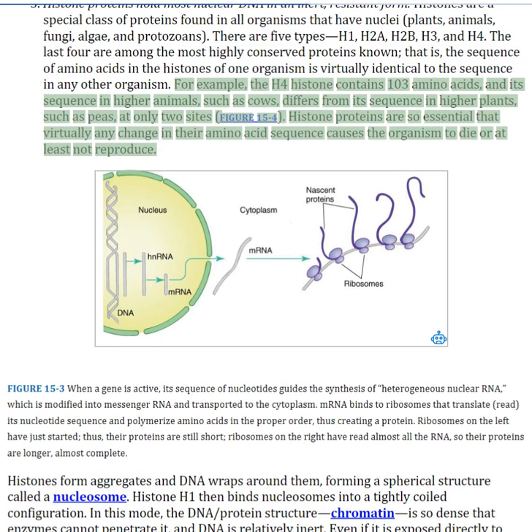For example, the H4 histone contains 103 amino acids, and its sequence in higher animals, such as cows, differs from its sequence in higher plants, such as peas, at only 2 sites. Histone proteins are so essential that virtually any change in their amino acid sequence causes the organism to die or at least not reproduce.